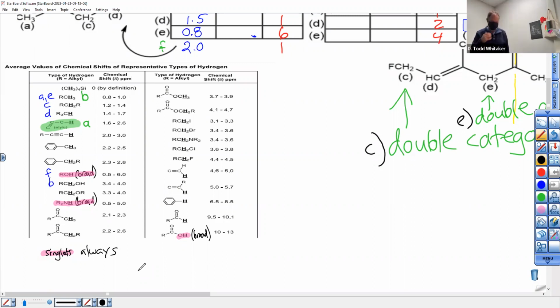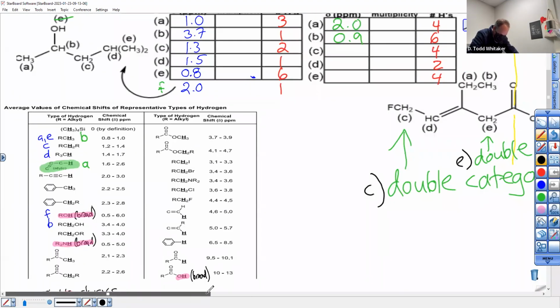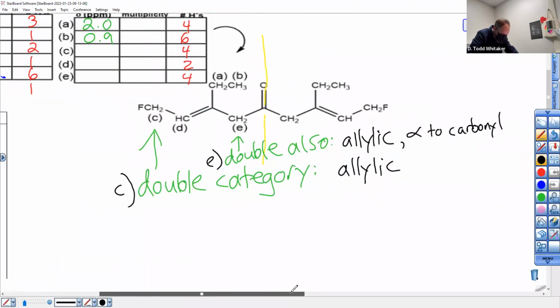Carbonyl. Okay, so we got that. And so alpha to carbonyl, the C double C category is RCH2F. I'm just going to copy it from the chart. And once again, we're going to do those later because it's a combined effect. It's linear, which makes it easy. But this works. So we'll move on to D.